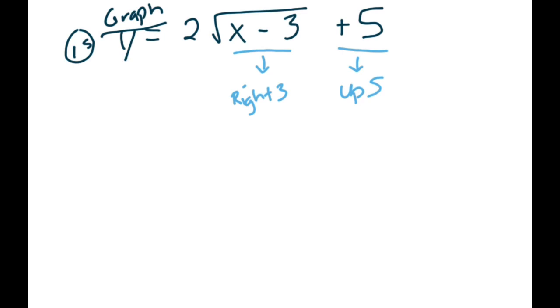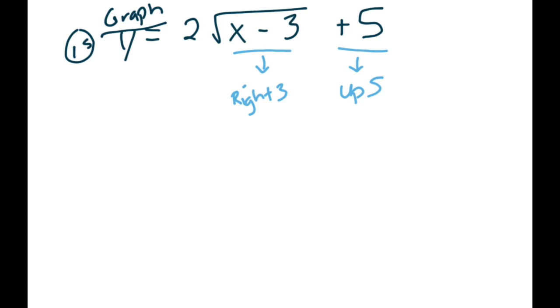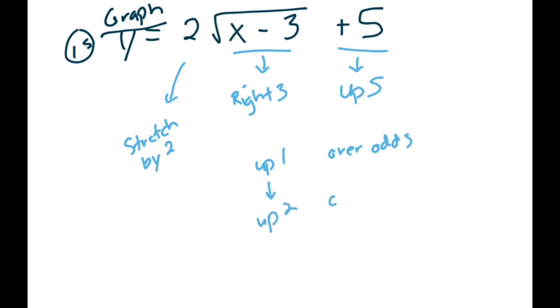So instead of starting at 0, 0, I'm going to go right 3 and up 5, and that will be my starting point. 1, 2, 3. So right 3, up 5. And there's my starting point. Now my graph has also been stretched by 2. So my normal would be up 1 and over my odds. But I'm stretching it by 2, so now I'm going up 2 and over my odds.